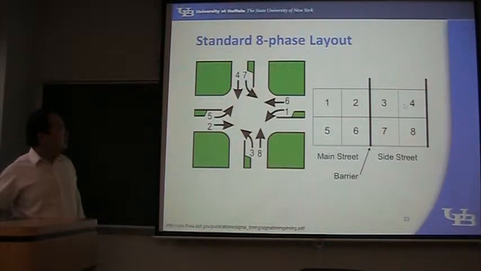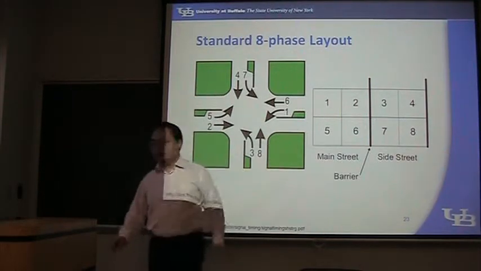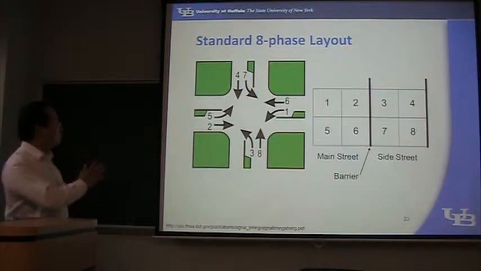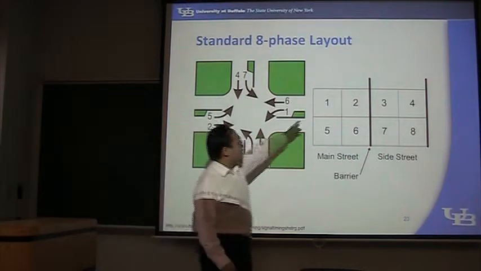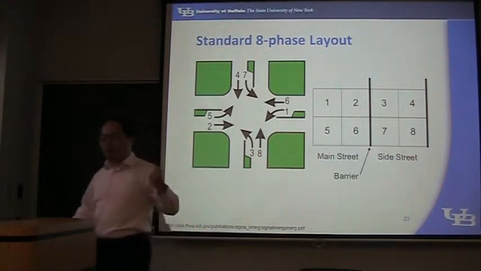We have 8 phases. These 2 phases are happening at the same time. So 8 phases. And if we take a look at 1, 2, 3, 4, this is a repetition. This is called a cycle in traffic signal.